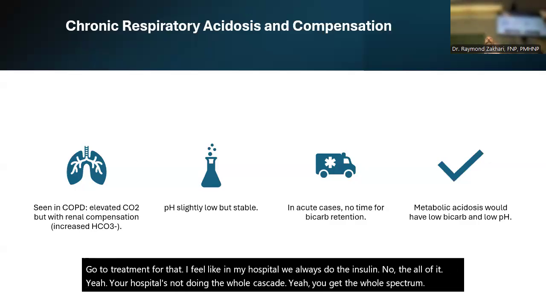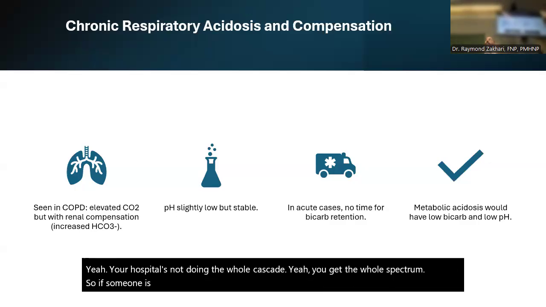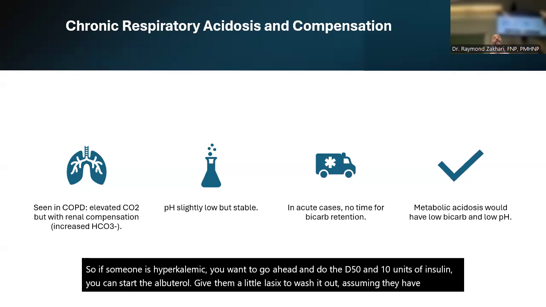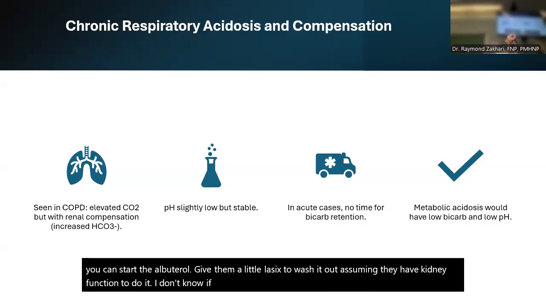So if someone is hyperkalemic, you want to go ahead and do the D50 and 10 units of insulin. You can start the albuterol, give them a little Lasix to wash it out, assuming they have kidney function to do it. I don't know if Kayexalate is in style anymore or not. Do we have that even? There's another one that's around. What are we using now?